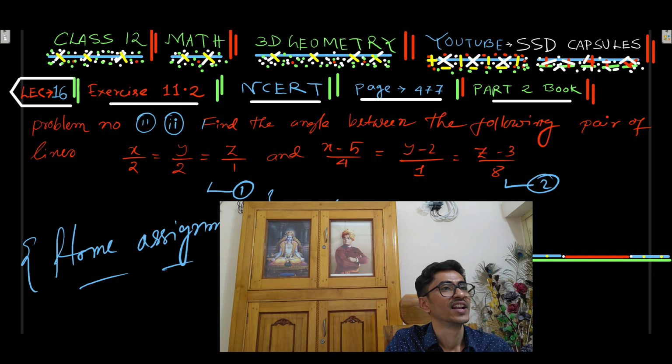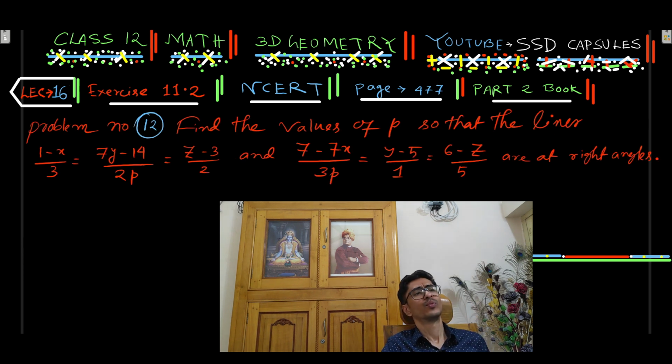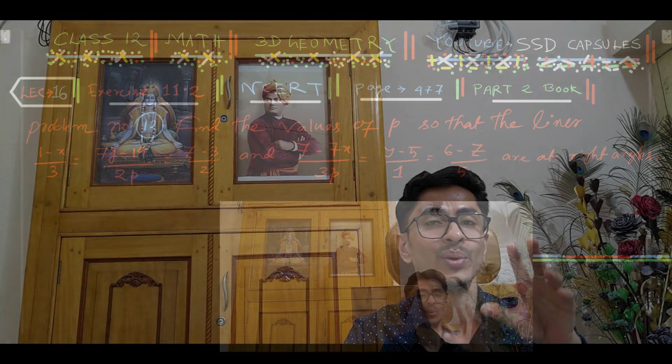Okay, 11, 12. So problem number 12. Find the values of P so that the lines given are at right angles. Again we are going to use the particular case which we have studied in lecture number 9, between 21 to 25 minutes, the perpendicular condition.